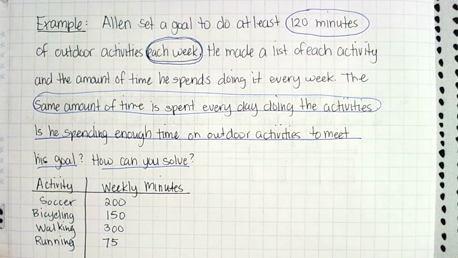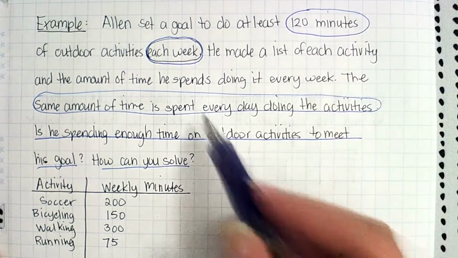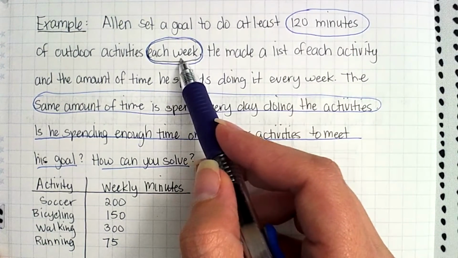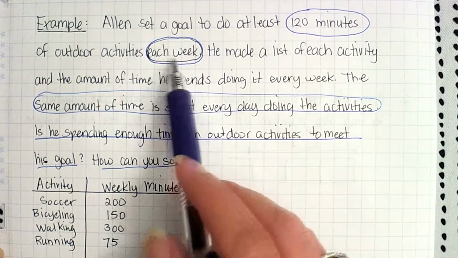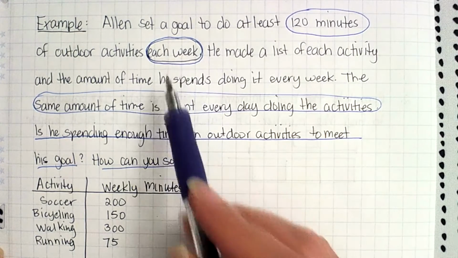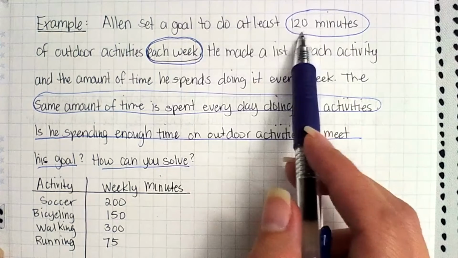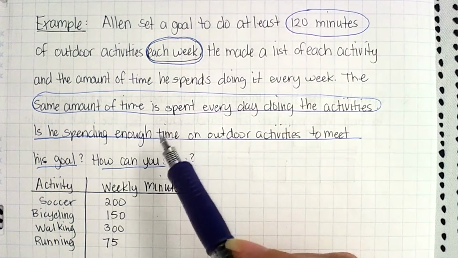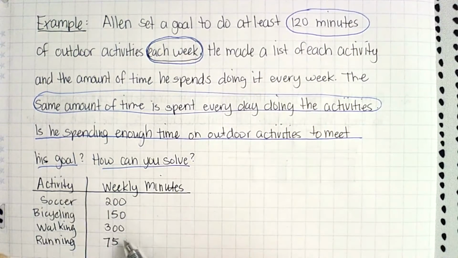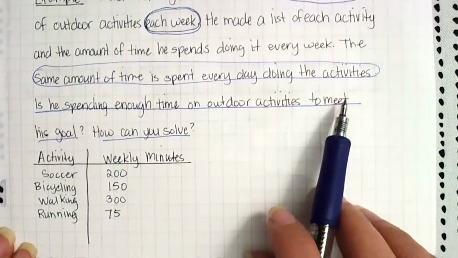So we annotated our question. Now we can easily see that he wants to do 120 minutes each week. So 120 minutes for each day of the week. So each week has 7 days. He needs to do 120 minutes each of those 7 days, Monday to Friday. We know he spends the same amount of time doing these activities every day.